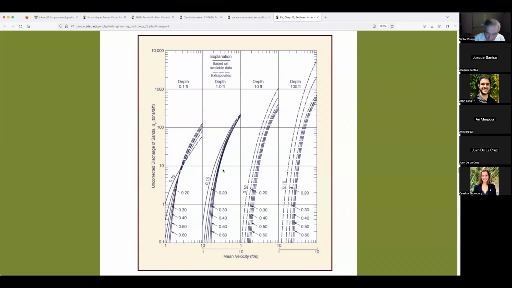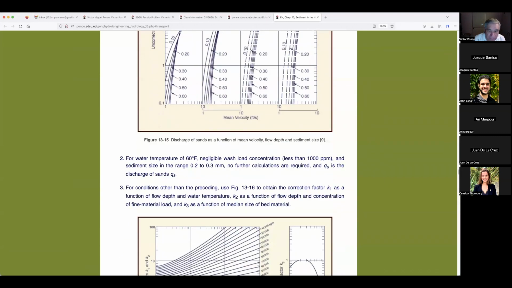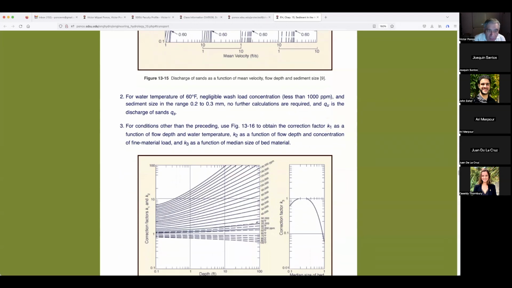And we get the number of the uncorrected discharge of sands in tons per day per foot. For water temperature of 60 degrees Fahrenheit, negligible wash load concentration less than 1,000 ppm. Let's talk about this a little bit more. Negligible wash load concentration less than 1,000 ppm. So what's 1,000 ppm? How does the river look with 1,000 ppm?